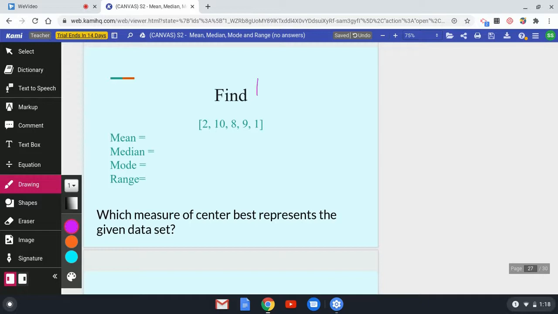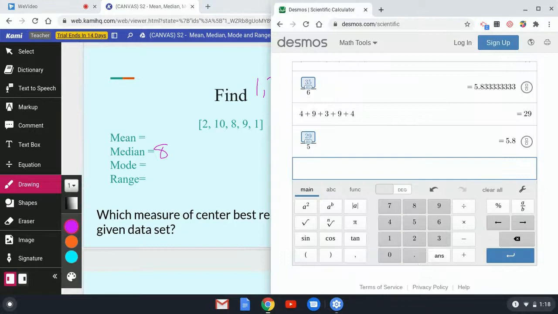All right, let's put them in number order. 2, 8, 9, 10. Hey diddle diddle, the median's the middle. You add and divide for the mean. Okay, so let's add and divide.